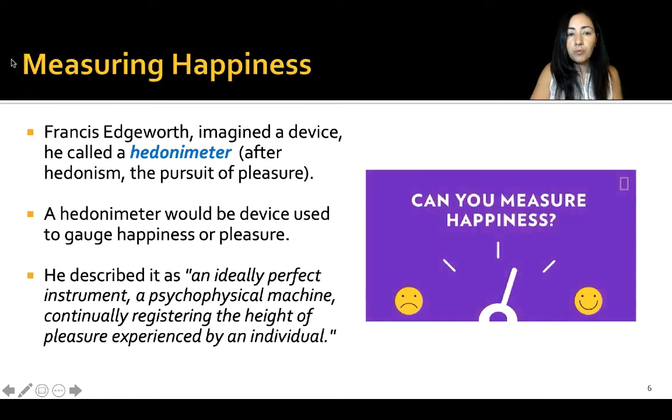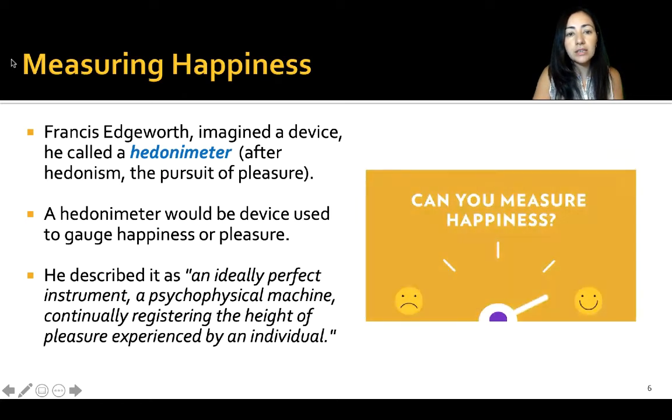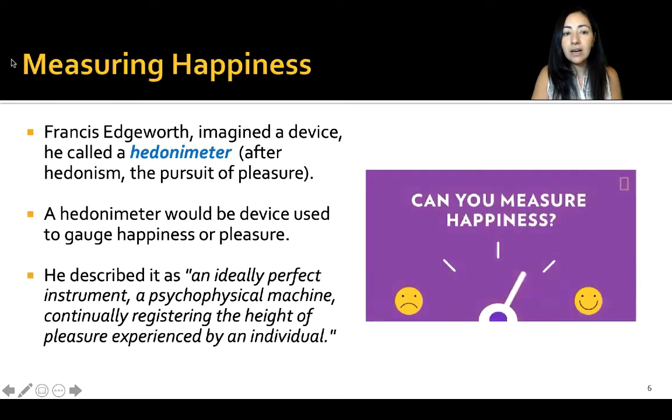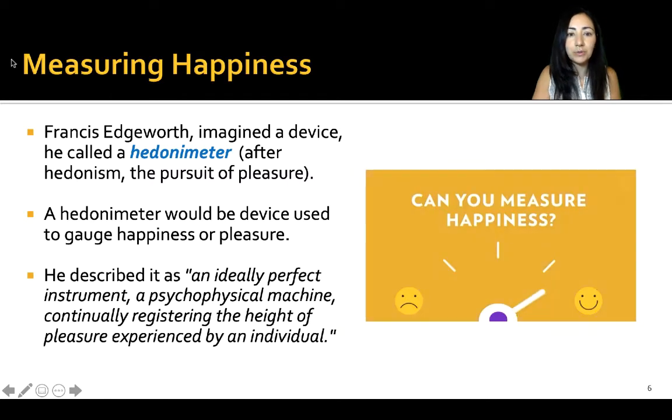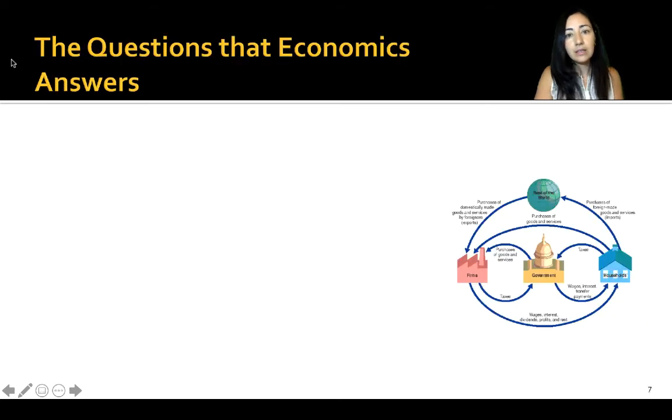So to help understand this idea of utility and how to measure it, Francis Edgeworth, a famous economist that some of you will get to later meet again if you study intermediate micro, he imagined a device called a hedonometer, and this is named for the word hedonism, which is the pursuit of pleasure. A hedonometer would be a device used to gauge happiness or pleasure. So he described it as an ideally perfect instrument, a psychophysical machine continually registering the height of pleasure experienced by an individual. Think about how difficult it would be to come up with an invention like this. So let's go on.